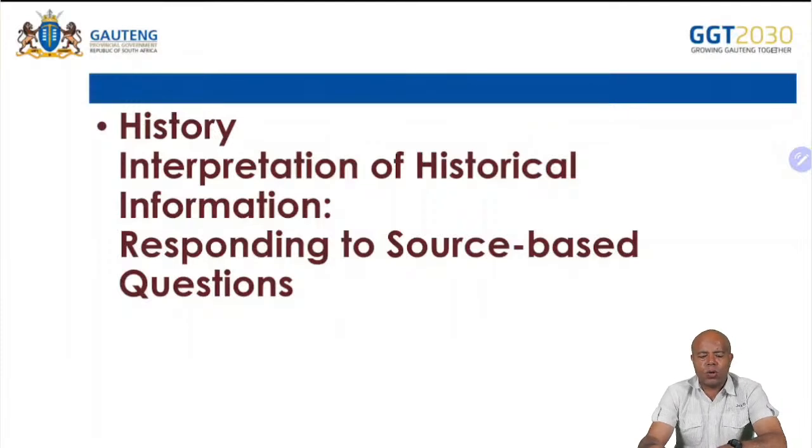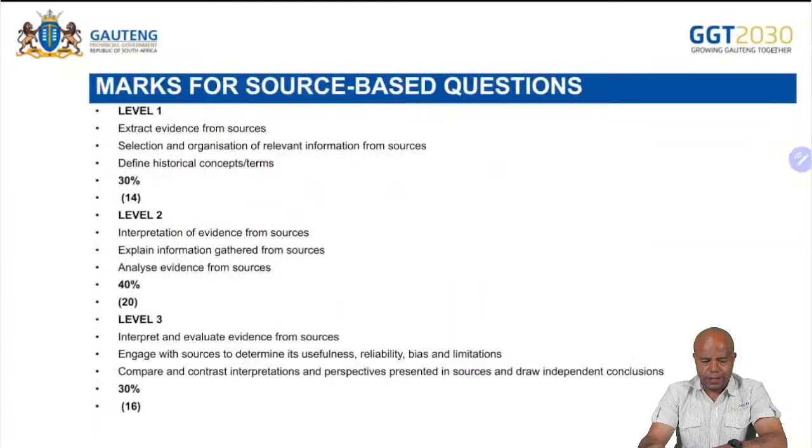But before we start off, let us go over how we should interpret historical information, meaning how we should answer source-based questions as such. We need to understand that there are 3 source-based questions in paper 1 and 3 in paper 2, and all of them are divided into what we call cognitive levels. The cognitive levels you can see on the screen are level 1, level 2, and level 3. Let's go briefly through level 1, we'll go to levels 2 and 3 at the same time, and afterwards we will go into more detail pertaining to level 3 questions.